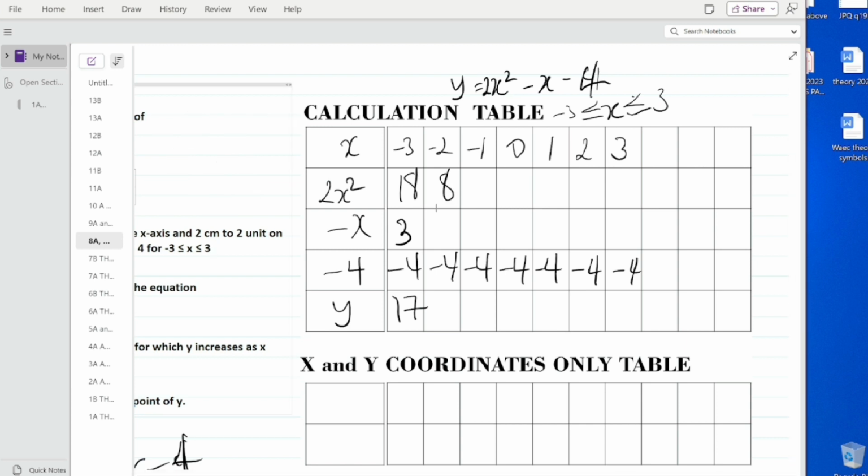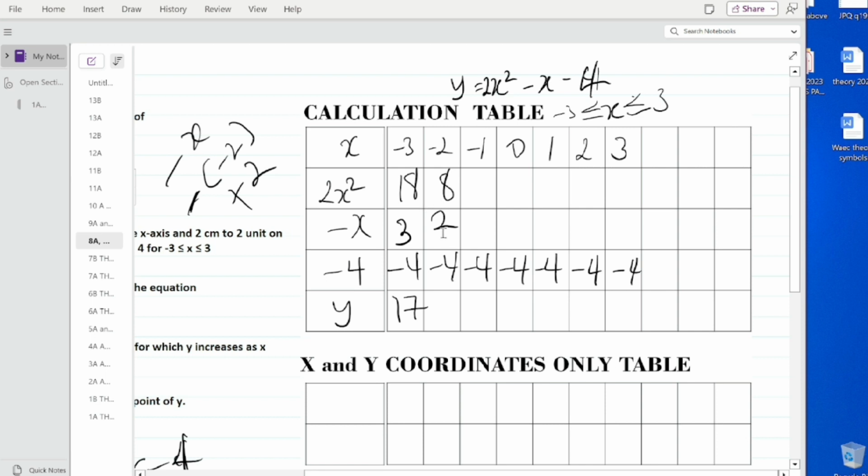And for our minus x, the value of x is minus 2. So we have our minus x, and we have that minus into open bracket minus 2, because the value of x here is minus 2. So we'll do minus times minus, that's plus 2. So the value for this is 2.